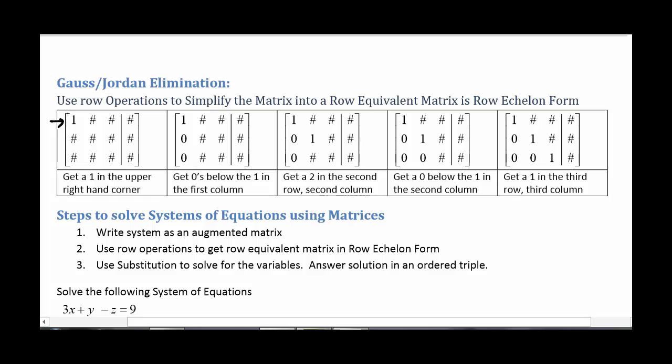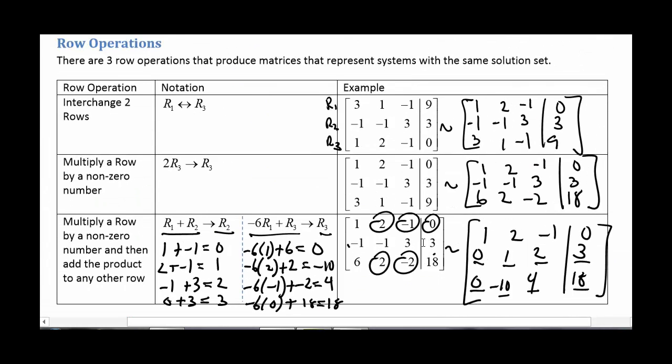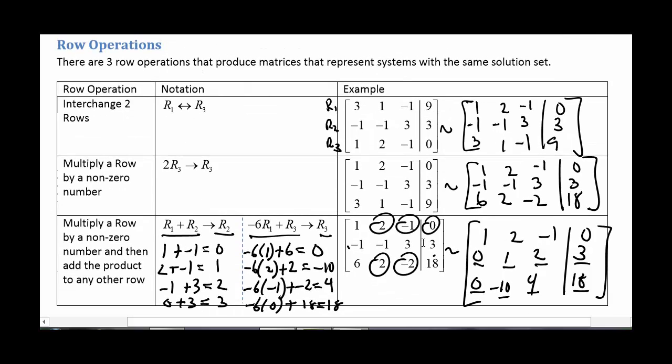Now I'm a lazy guy, and looking back at our 3 row ops, let me put those back up on the screen before we move on here. Looking at those 3 row ops, which one's the easiest one to do?